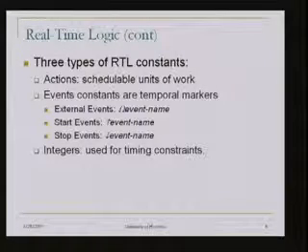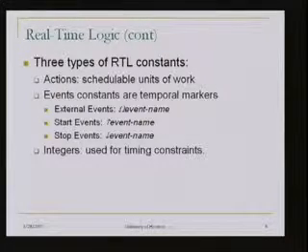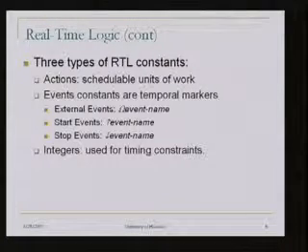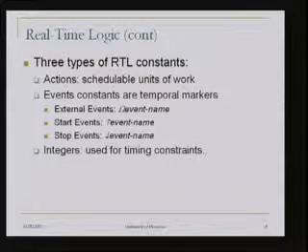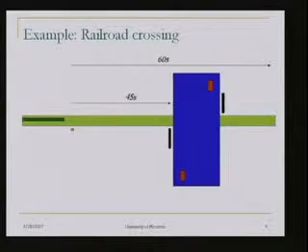And integers are used for timing constraints, for all the notations of time here. And the reason is because if we have real numbers, there will be a problem. And I'll be happy to discuss the reason why.